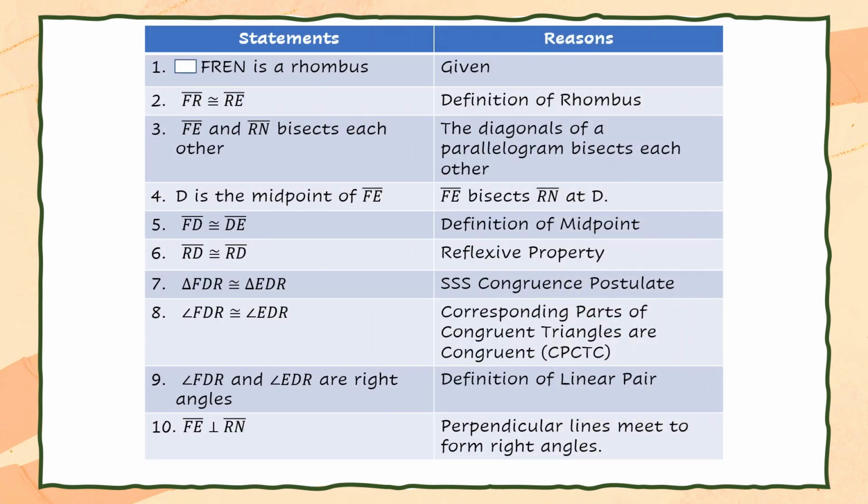So here we have some statements and reasons to prove our theorem. Number 1, parallelogram FREN is a rhombus. That is according to our given. Next, number 2, segment FR is congruent to segment RE according to the definition of rhombus.